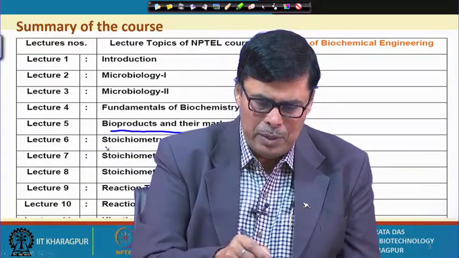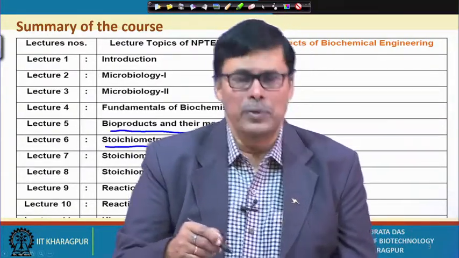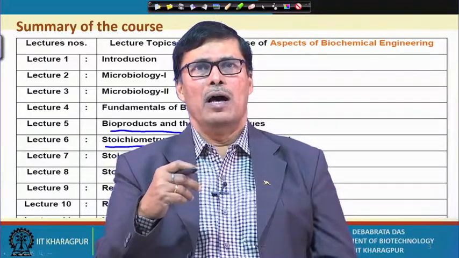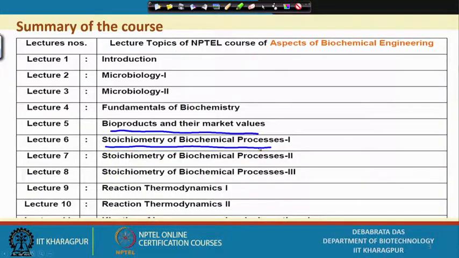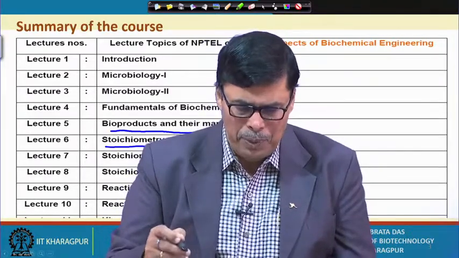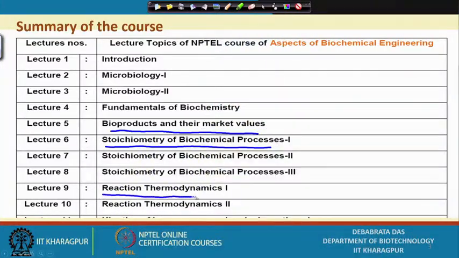After that, we tried to discuss the stoichiometry of the biochemical process. I told you it is very important to do the material and energy analysis of the process. And after having this, we started with chemical reaction thermodynamics. We tried to discuss how thermodynamics plays an important role in chemical processes.